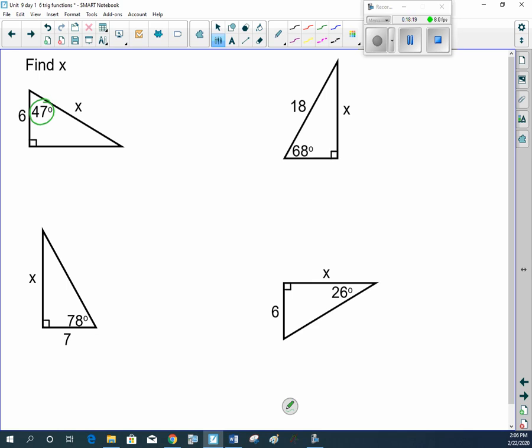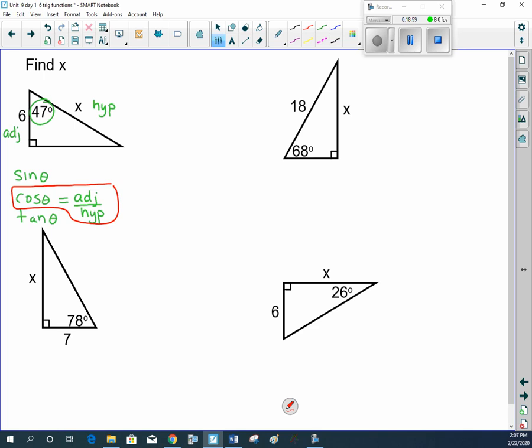So if 47 degrees is my theta, then x must be my hypotenuse, and 6 must be considered the adjacent side. So out of sine theta, cosine theta, or tangent theta, which one of those 3 trig functions has a definition that uses adjacent and hypotenuse? Well, it's the cosine. Cosine is adjacent over hypotenuse. So that's the trig function I want to use to solve this. It's a very specific one. It's not random. I have to use cosine.